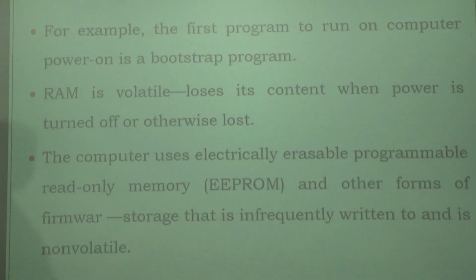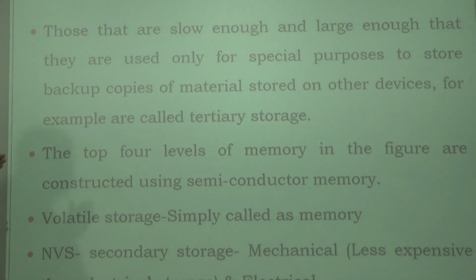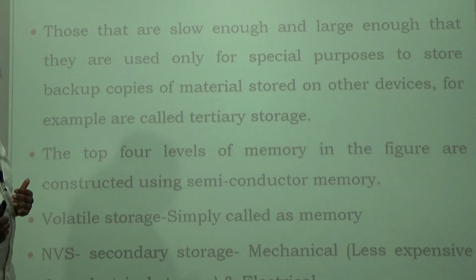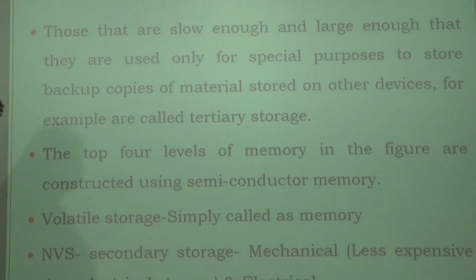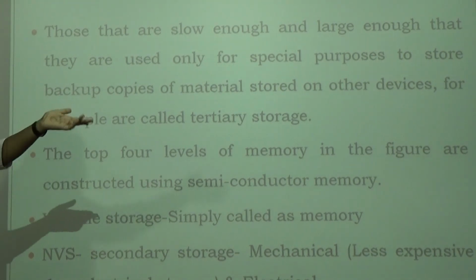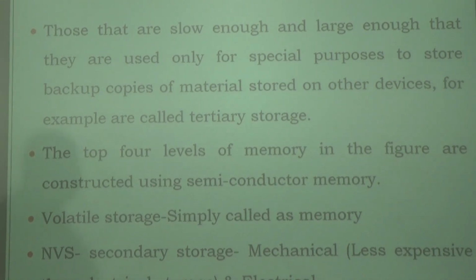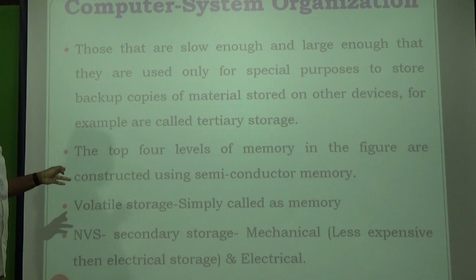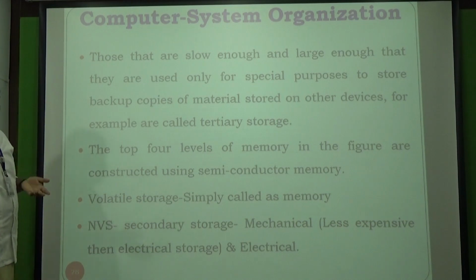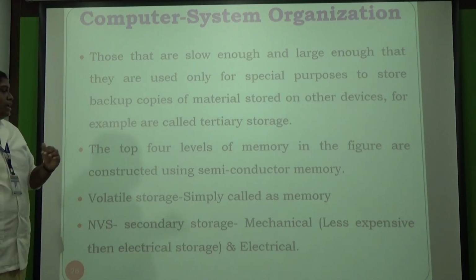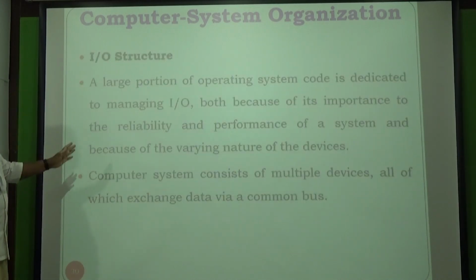Next, this is slow enough. We have seen in the architecture diagram, right? The tertiary is slow enough. The cache and primary storages are very fast, right? So there are volatile and non-volatile types, as in the figure in the next slide. This volatile storage is simply called memory, a memory unit. Non-volatile storage is called secondary storage, which has two types: mechanical and electrical. Mechanical is very inexpensive, and electrical is not as inexpensive as mechanical storage. So these are the things we have seen.